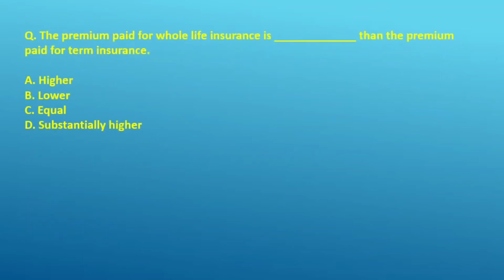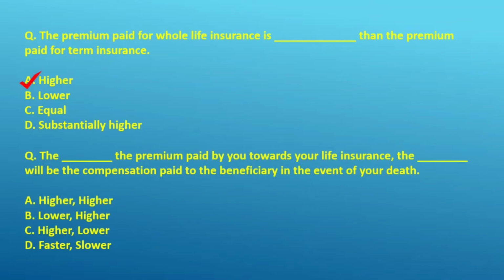The premium paid for whole life insurance is dash than the premium paid for term insurance. The correct answer is higher. Next is the dash, the premium paid by you towards your life insurance. The dash will be the compensation paid to the beneficiary in the event of your death. Here again the answer is higher. If the premium is higher, then the death benefit is also higher.